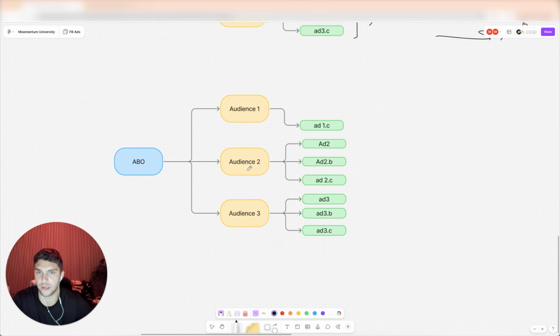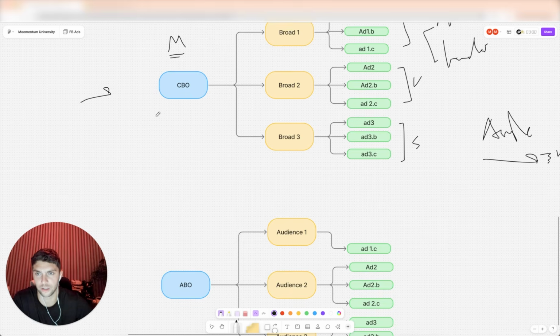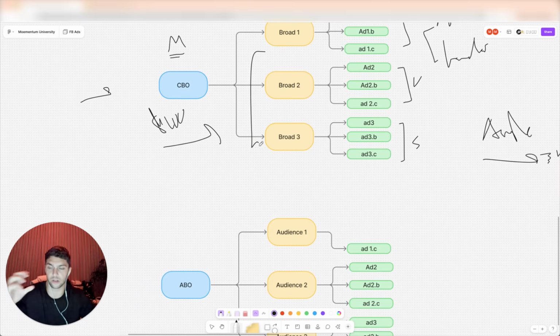Same thing when it comes to ABO. The only difference here is you're saying I want to spend 100 a day. Facebook will go ahead and see which one of these audience pockets is going to be the most profitable for you and get you the best results. And then based off that, it's going to allocate the budget here and see which one of these will get you the best results. Okay, Facebook will do all of this work for you.